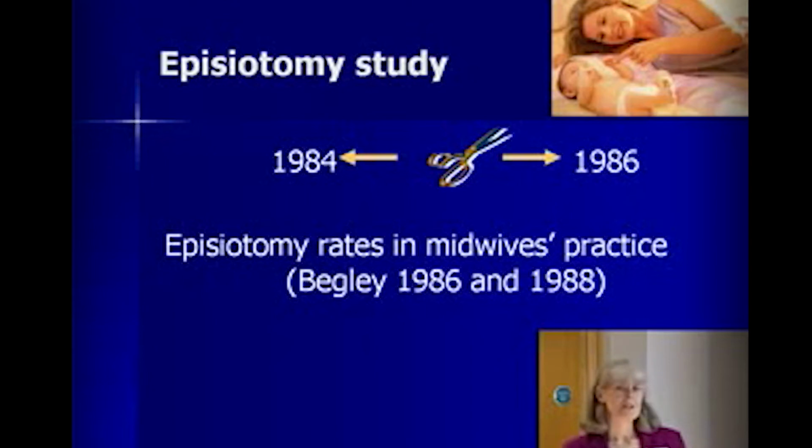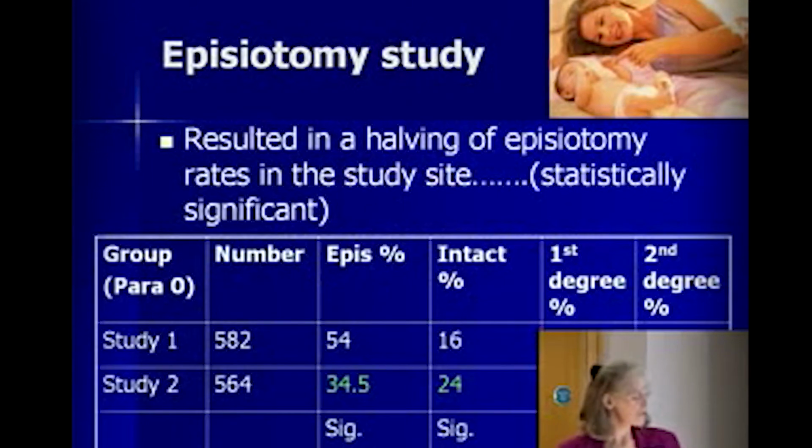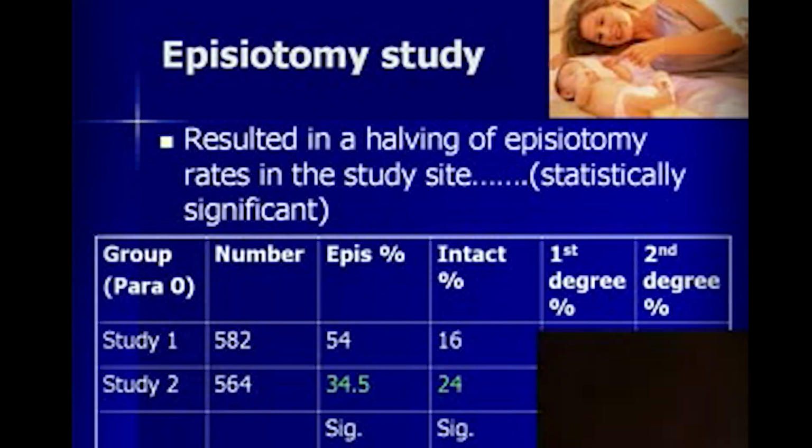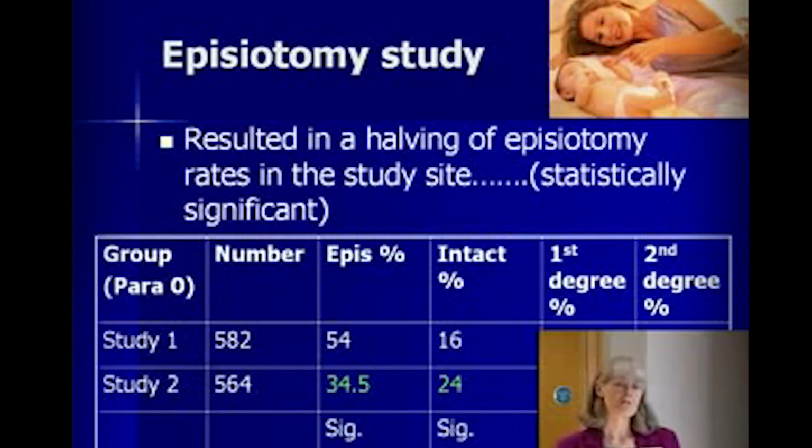And those two studies together resulted in a halving of episiotomy rates in the study site, and that was statistically significant. If you see the green figures there, the episiotomy rate, and this is primigravidae, went down from 54 to 34.5. The intact perineum rate rose, the first degree laceration rate rose, that's the little nicks and tears that didn't need suturing.